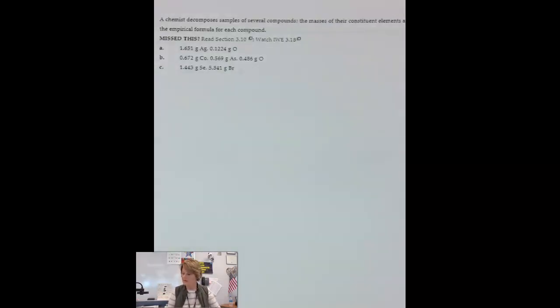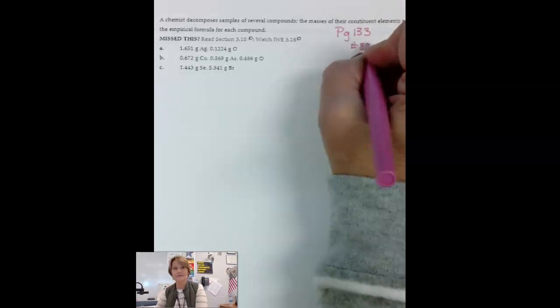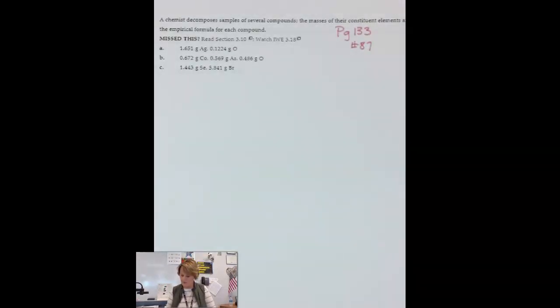Okay, so we are going to be working on, again, this one is on how to write empirical formulas. It is going to be 133.87. Okay, so that's what we're going to be working on real quick.